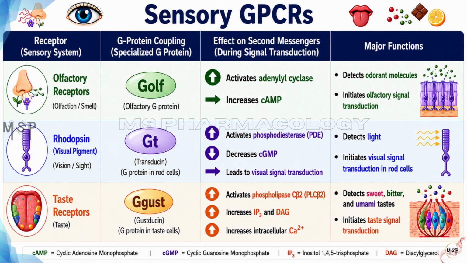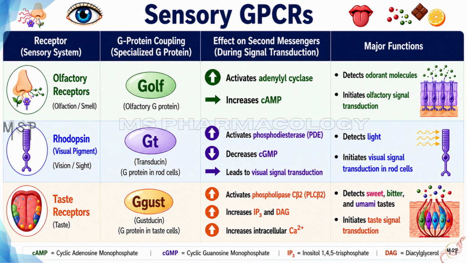Let us now examine the sensory G-protein-coupled receptors, which enable us to detect smell, vision, and taste. Unlike the classical GPCRs discussed earlier, these receptors couple to specialized G proteins that convert external sensory stimuli into intracellular signals. We begin with the olfactory receptors. These receptors mediate the sense of smell and are coupled to the olfactory G protein, or GOLF. Activation of olfactory receptors stimulates adenylyl cyclase, increases cyclic AMP, and initiates olfactory signal transduction, allowing the detection of odorant molecules.